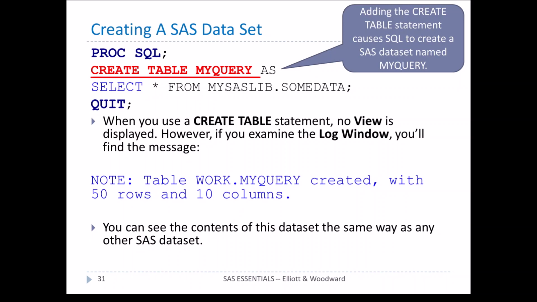And then if we do this and run it, we look at the SAS log and we see this note, table work.myQuery was created with 50 rows and 10 columns. You can also use other ways to look at this data set. You could do a proc print, you could go to the viewer and double click on it and see the contents that way.